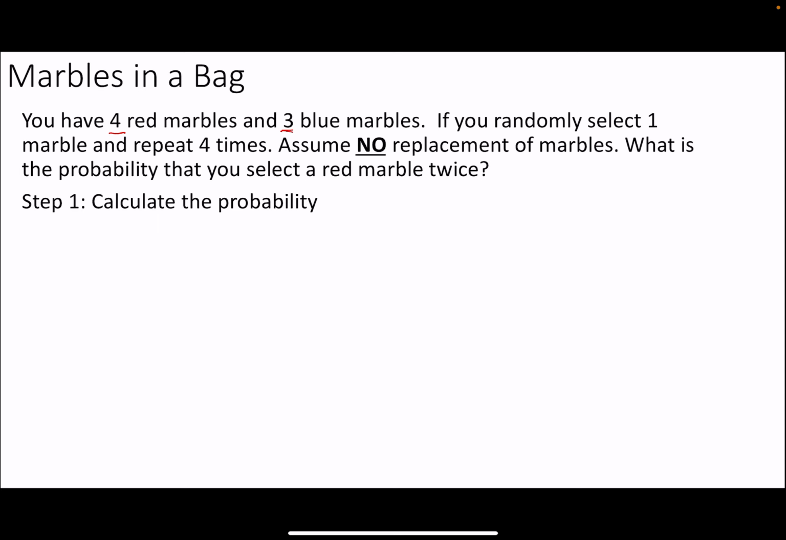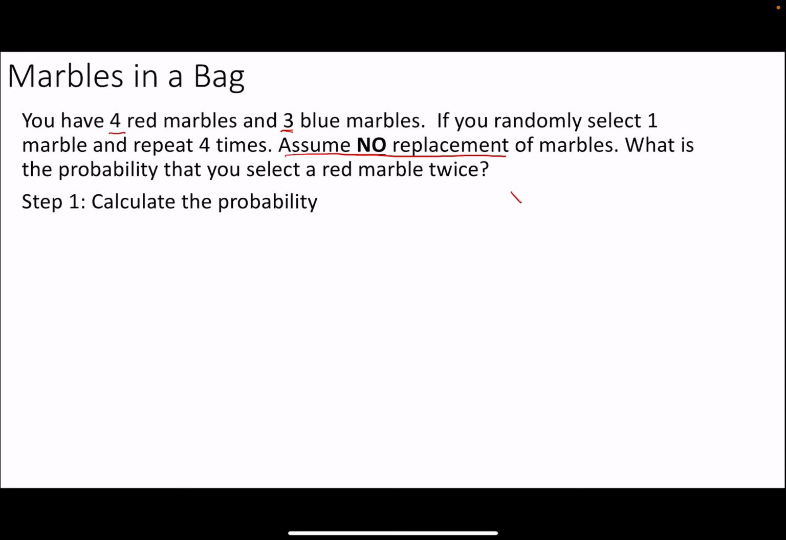If you randomly select one marble and repeat 4 times, so we pick 4 marbles, but assume no replacement, what does that mean? They're no longer independent. If you remember, binomial distribution was a repeated task with independent trials. In this case, they are dependent trials. There's no replacement. So what is the probability that you select a red marble twice?